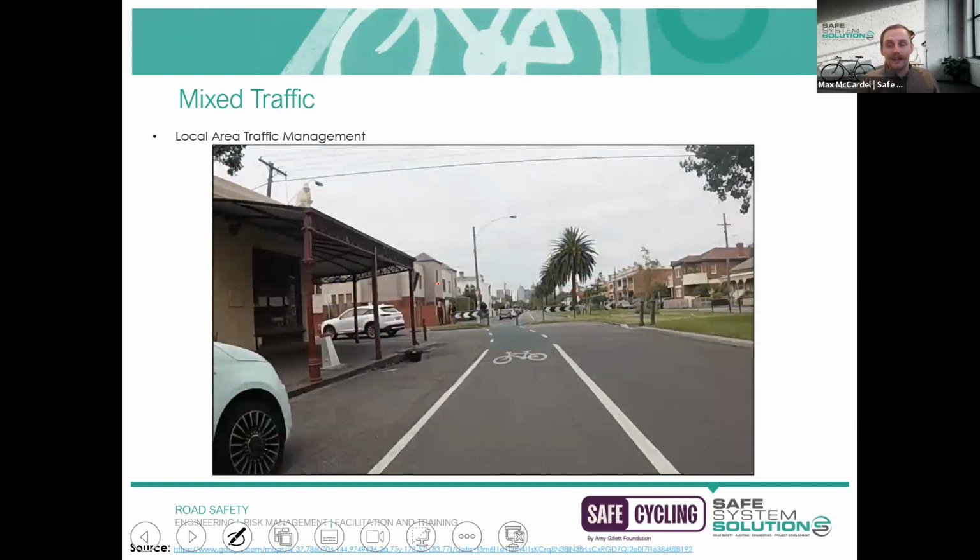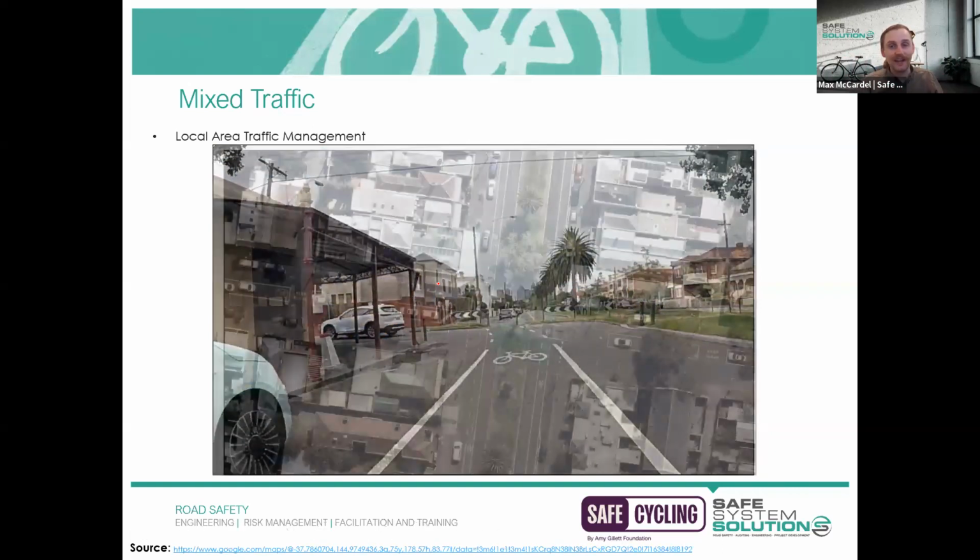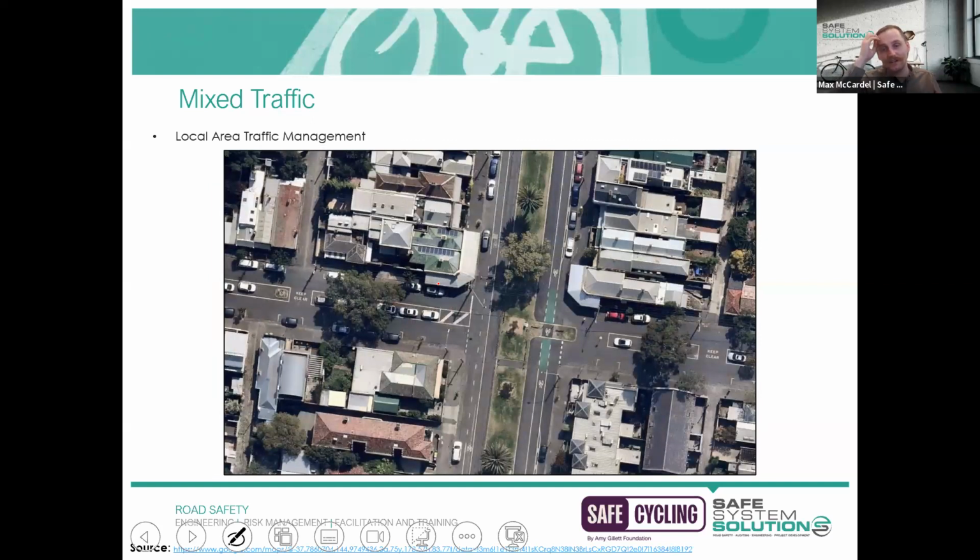Now, another example of a local area traffic management treatment is this idea of doing partial road closures. It's a little bit difficult to see from this angle here. This is the perspective of the cyclist, so I'll take you to an aerial view of this site. And shown in this orange arrow is, if a motorist did want to continue their journey south, they would be forced to perform this quite circuitous journey, which is quite unattractive.